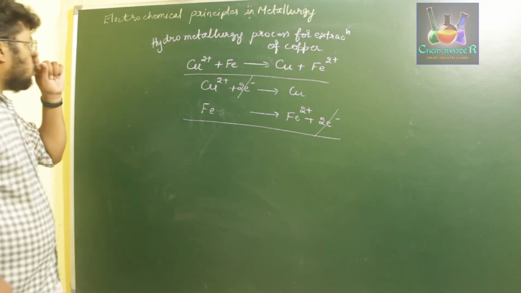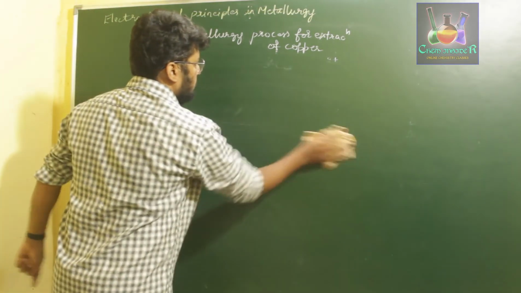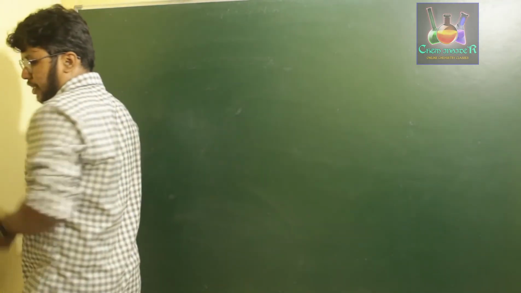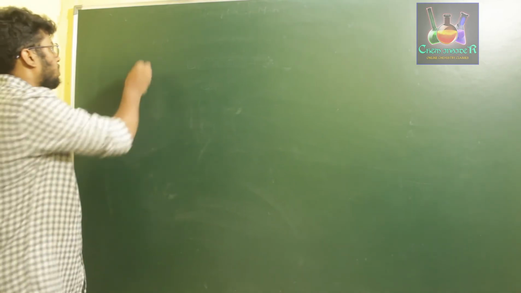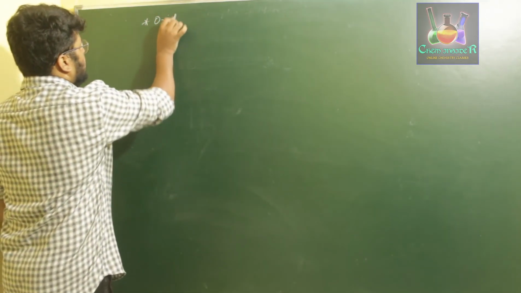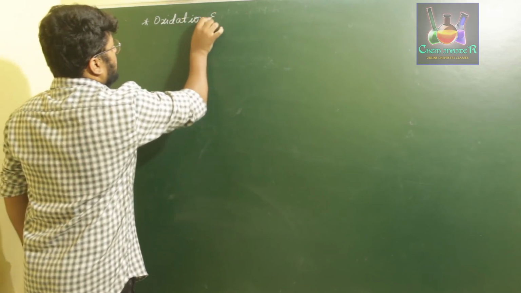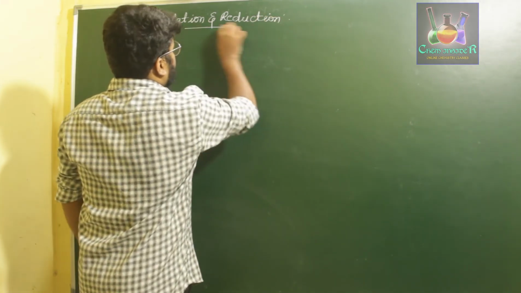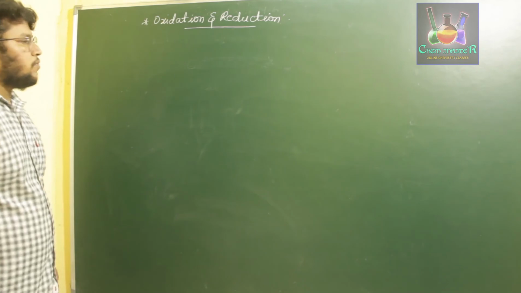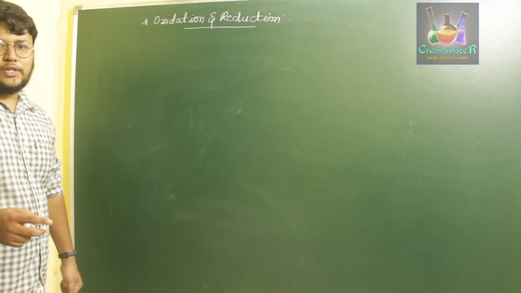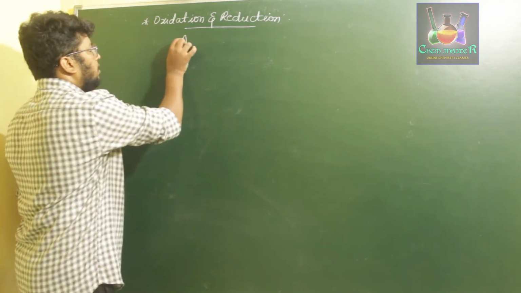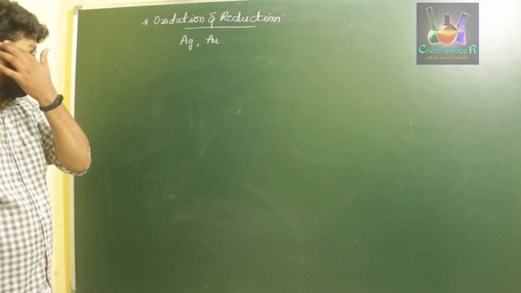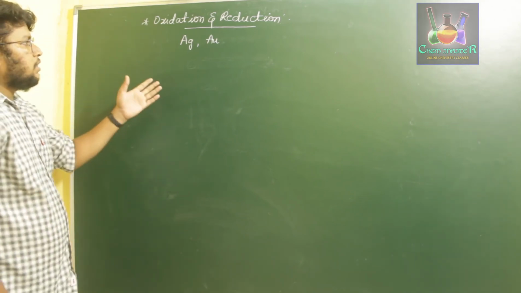Next is the last process of extraction of metal, that is oxidation and reduction. The last process of extraction is oxidation and reduction. So metal can be oxidized and reduced simultaneously in order to get its purest form. In this process, what we are going to extract is metals such as silver and gold. The oxidation and reduction process can be used for extraction of silver and gold.